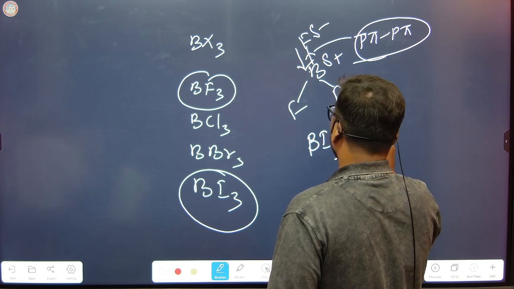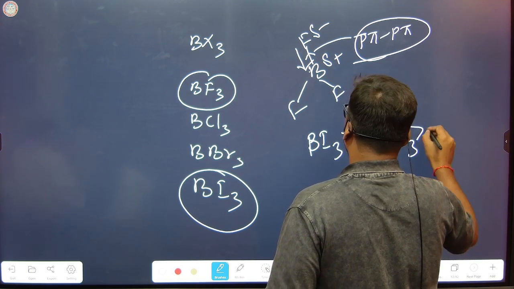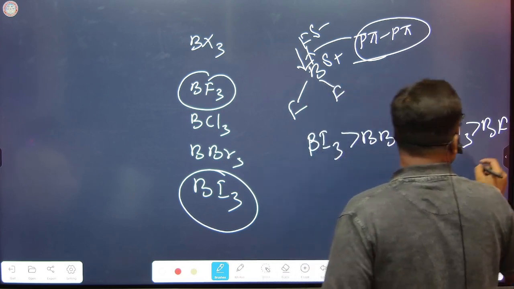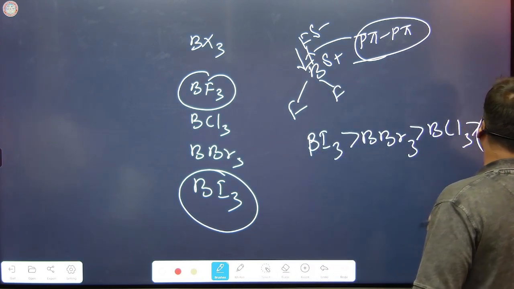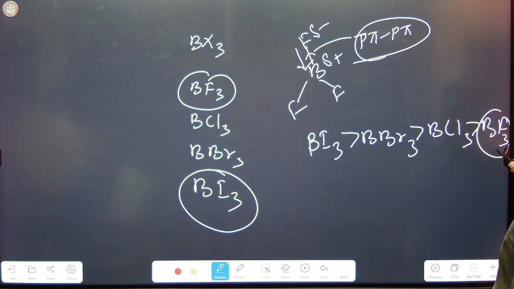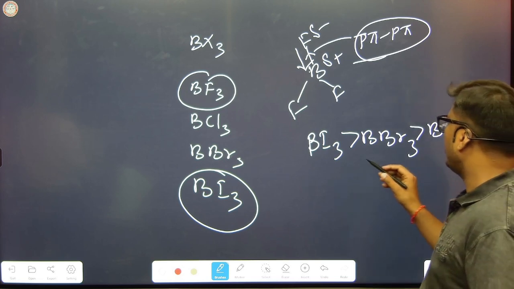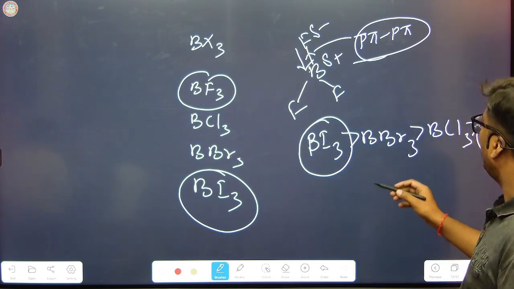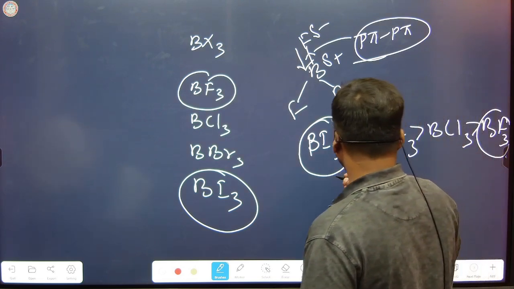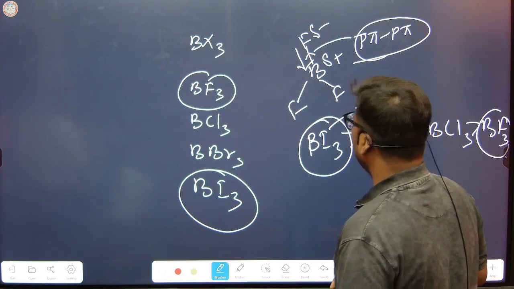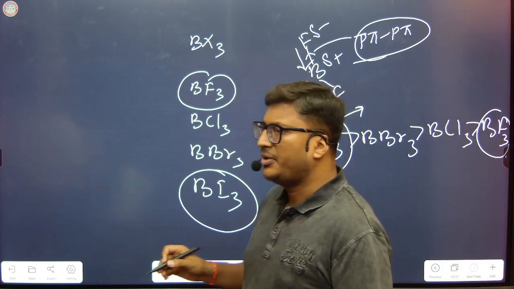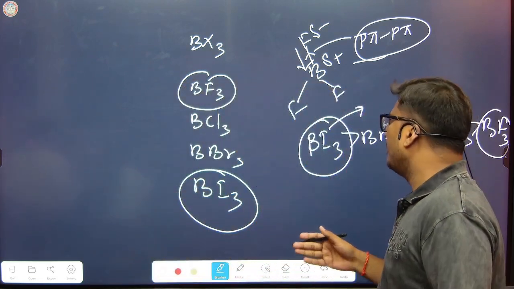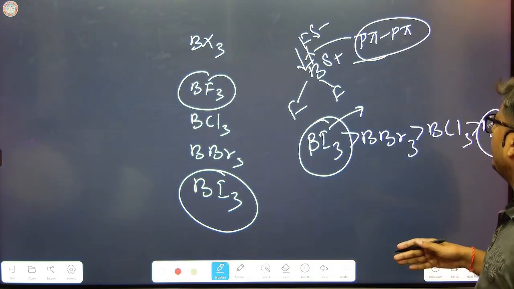So the order of Lewis acidity in case of these trihalides is BI3, BBr3, BCl3 and then BF3. So BF3 is the least acidic, meaning it has very low Lewis acidic characteristics, and compared to this, boron triiodide has very high Lewis acidic characteristics. Okay, so these are the parameters on which we can classify the various physical and chemical properties and reactivity.